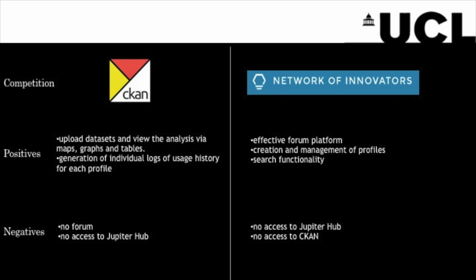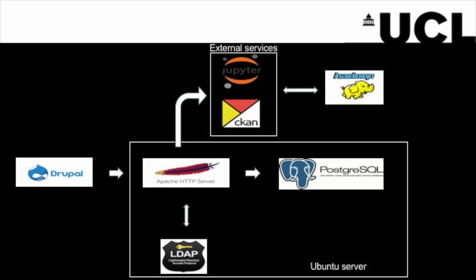When it comes to competition, there are two main platforms that are trying to solve similar issues. CKAN, which allows the upload of datasets and view of the analysis via maps, graphs, and tables, as well as the generation of individual logs for each profile. Even so, there is no forum and no access to JupyterHub. Besides this, there's the Network of Innovators, an effective forum with a powerful search functionality. But this forum does not allow any communication with an analysis engine such as JupyterHub, nor data management through CKAN.